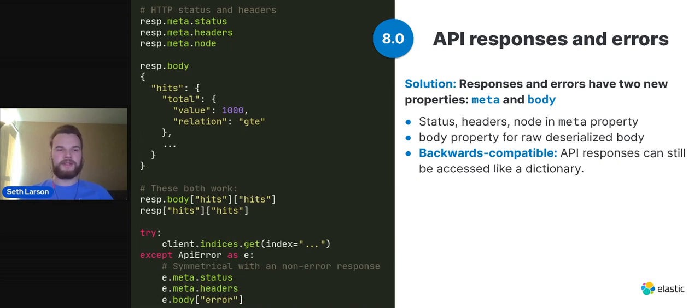That's totally fine. And then if you look at the actual API error exception, you can see that it mirrors exactly with .meta and status, headers, and body. And so if you have an API that accepts either a successful or unsuccessful API response or API error, it can handle both without having to change the logic.